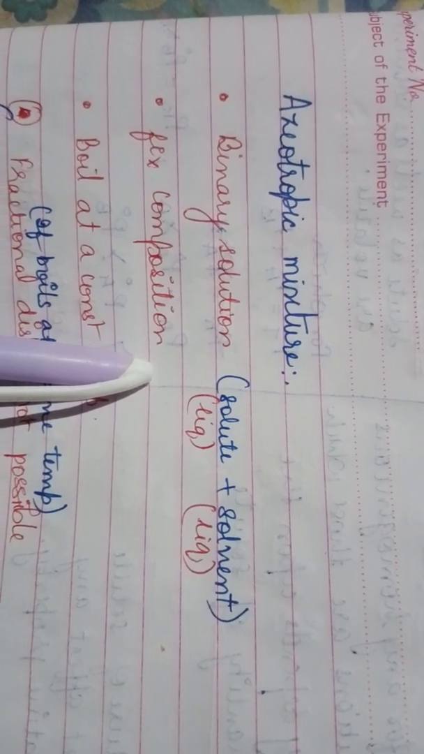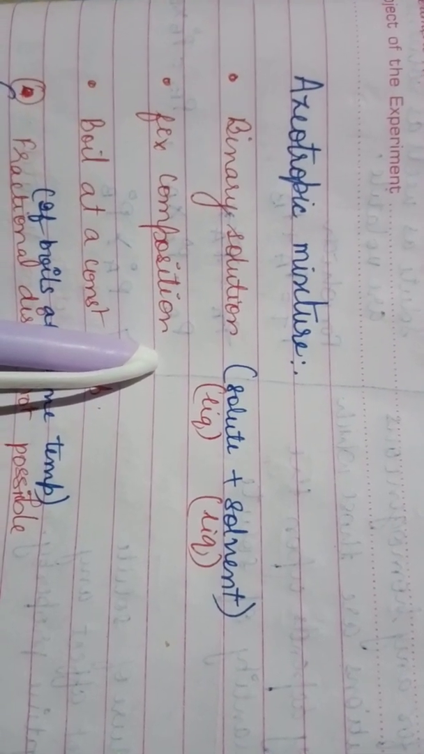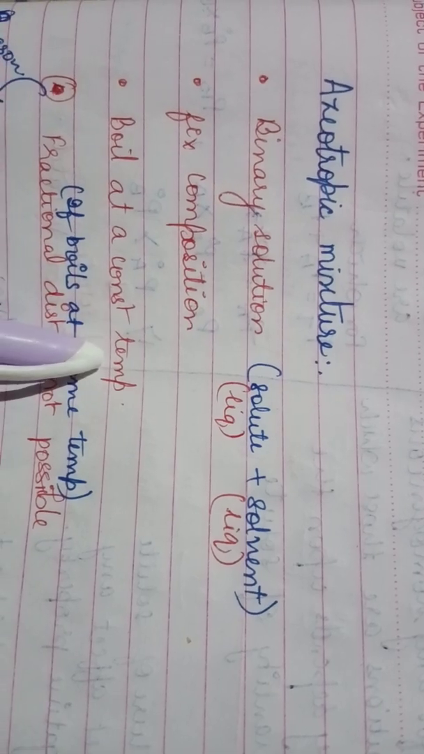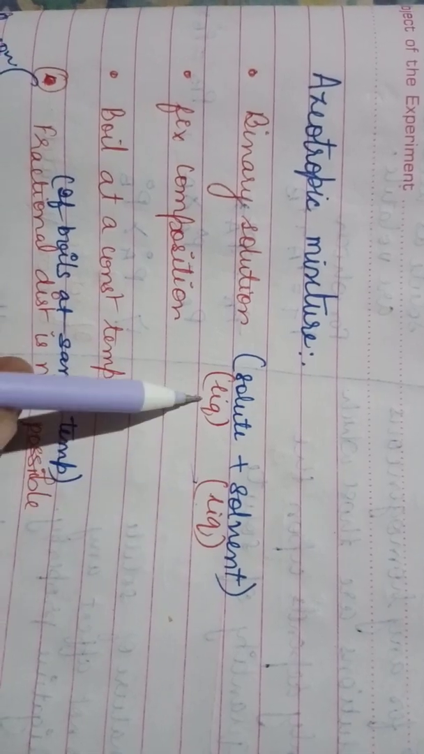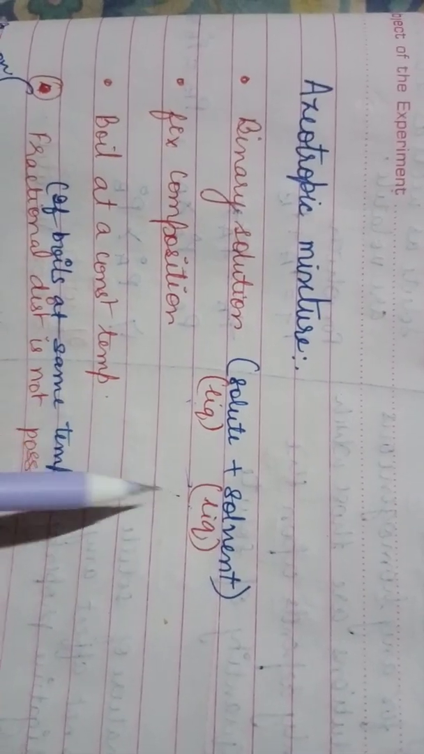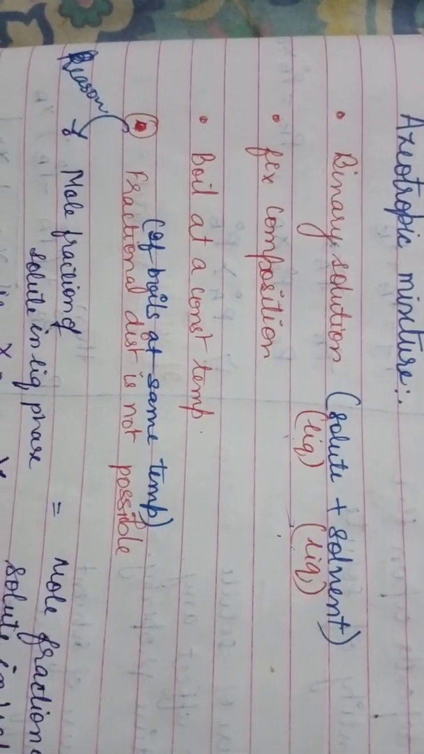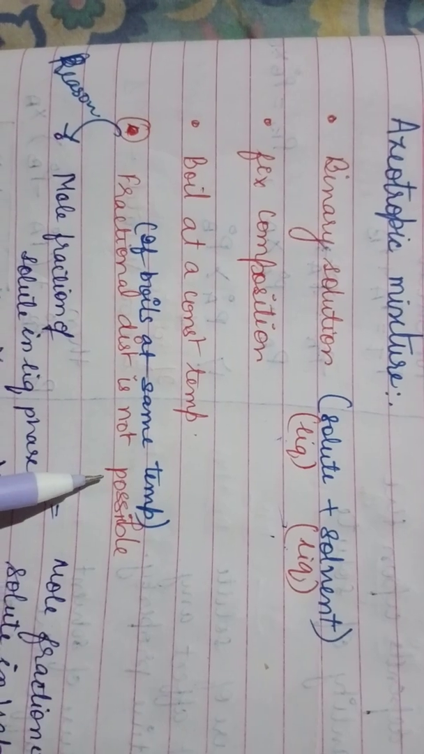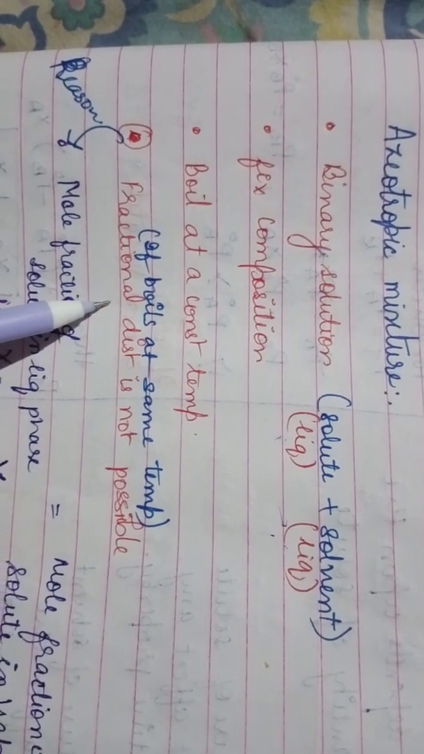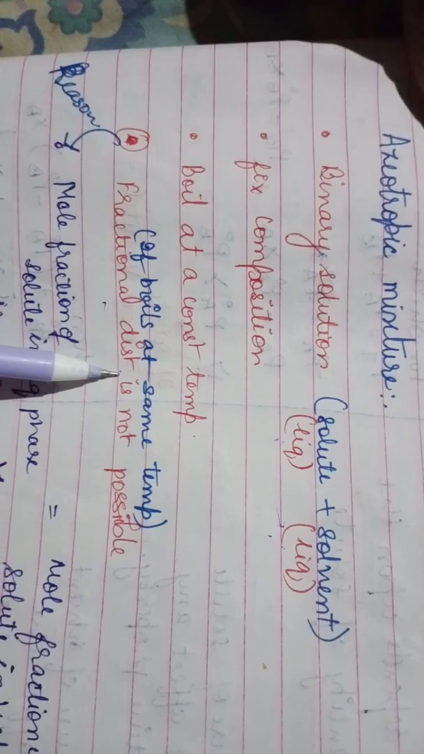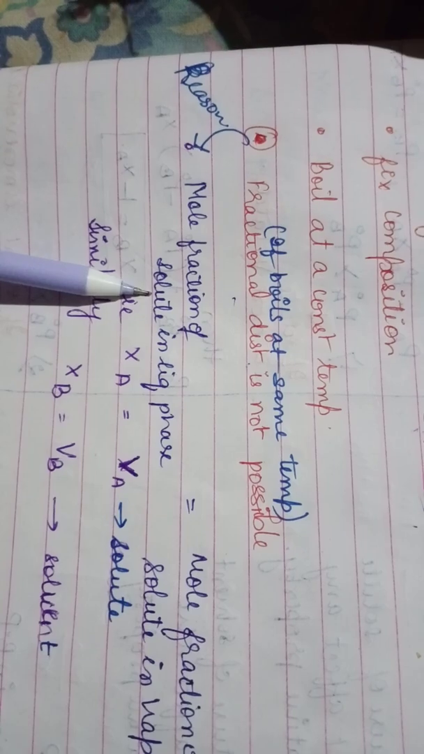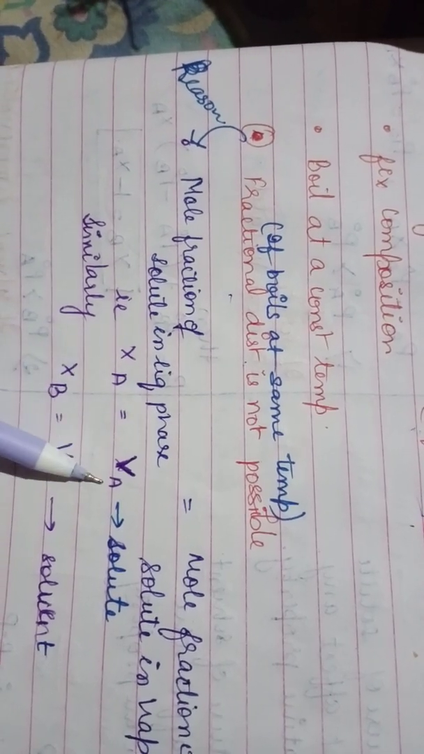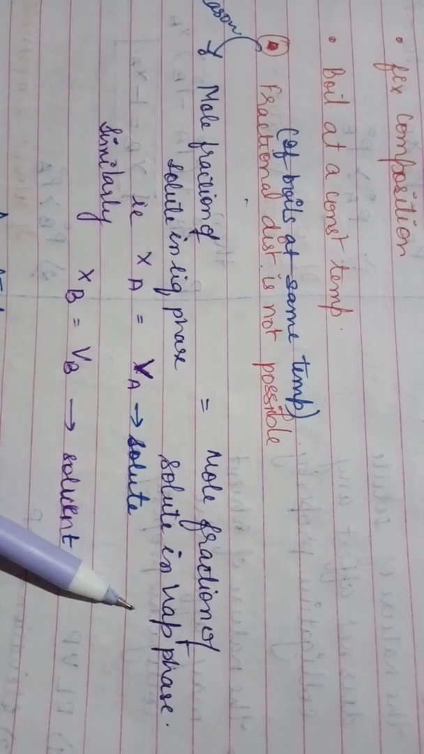Second thing, the azeotropic mixture always has a fixed composition. They boil at a constant temperature. If I mix two liquids, the two liquids will have the same boiling point, due to which it is not possible to separate them using the fractional distillation method. Now what is the reason behind this, why it cannot be separated? The reason is that the mole fraction of the solute in the liquid phase will become equal to the mole fraction of the solute in the vapor phase.